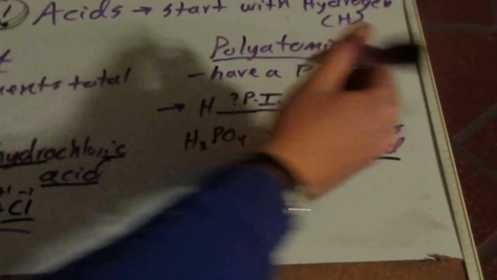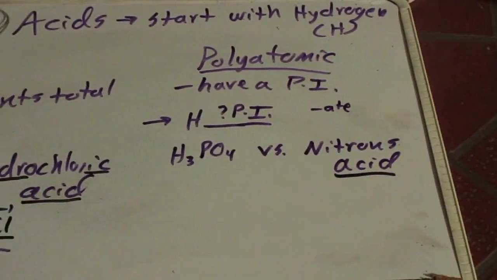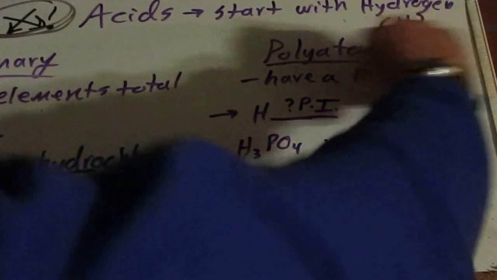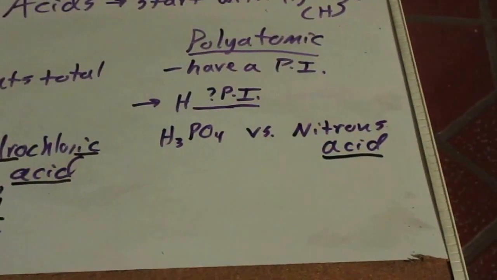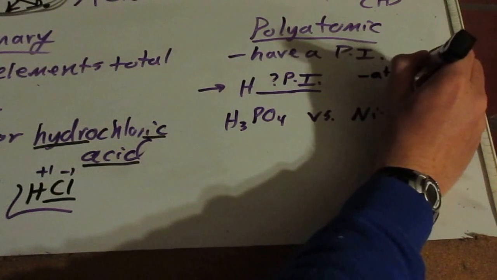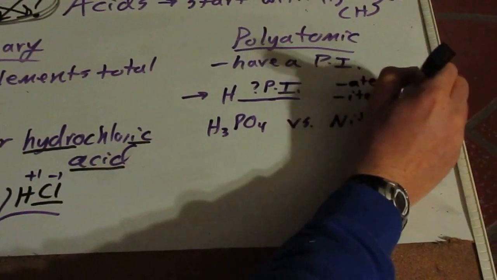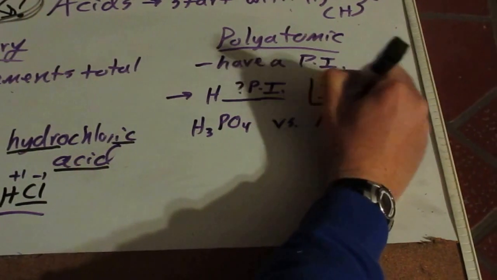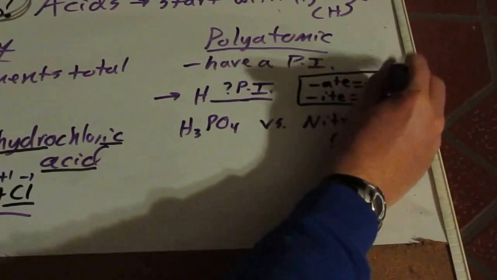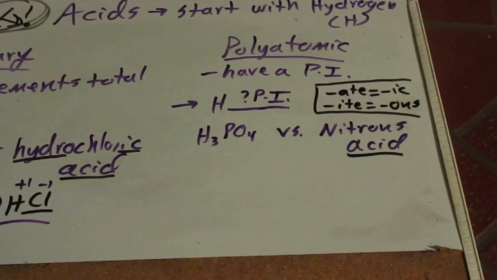Okay, so I apologize for this. But again, if it ends with an ate, you know what? I'm going to actually change the color of that so it stands out a bit more to you. If it ends with ate, it's ic. And if it ends with ite, it becomes ous. Again, this is something that is extremely important. Because again, if you name it the wrong way, that's going to be kind of a big deal.